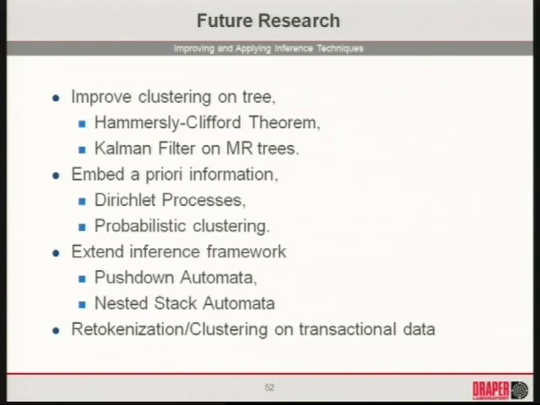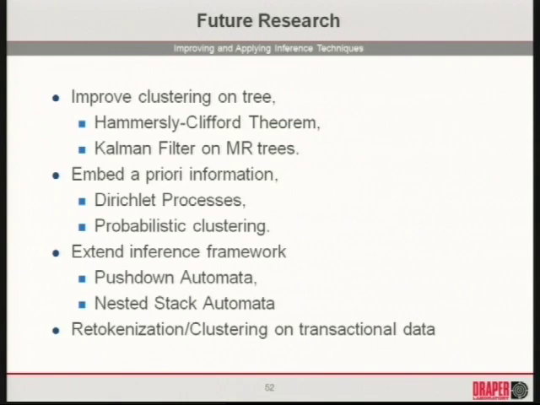We haven't built the part where we're actually figuring out how to build pushdown stack automata yet. I think I've got it all figured out, but we'll see when I actually build it. So where we're looking at going forward here is a couple of things we're very interested in. One is how can we improve the clustering on the tree? That kind of goes to something you were asking. The other thing we want to be able to do is also put in a priori information. One thing we're talking about doing, you can use the Hammersley-Clifford theory to apply common filters to multi-resolution trees. So we're looking to use that to build up a model of what the things should look like on a tree.